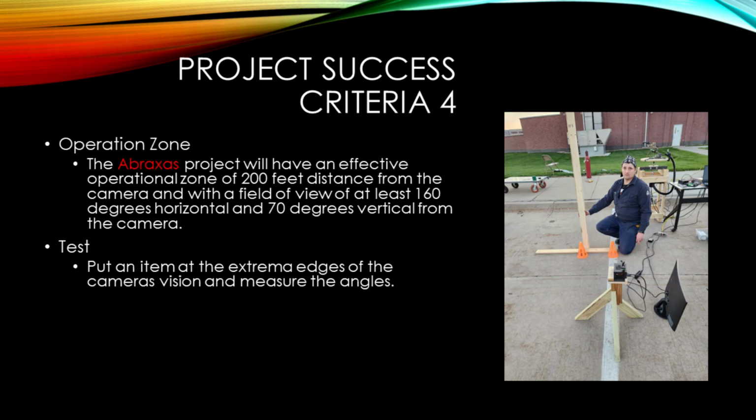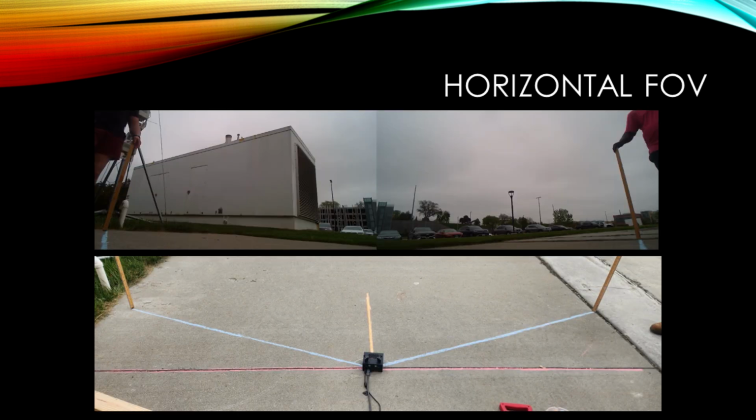Our fourth project-specific success criteria is that the camera system will have an effective operational zone of 200 feet from the camera with a field of view, or FOV, of 160 degrees horizontal and 70 degrees vertical. We tested this PSSC in parts. First, the 200 feet part was already confirmed in our first PSSC test. To measure the horizontal FOV, we made chalk lines of the required angle on the ground, then placed poles on these lines. The setup can be seen in these photos along with a screenshot showing the vision system clearly showing both poles in the FOV of the camera.